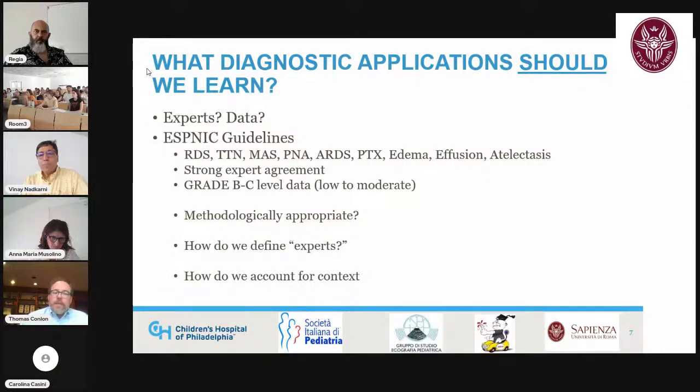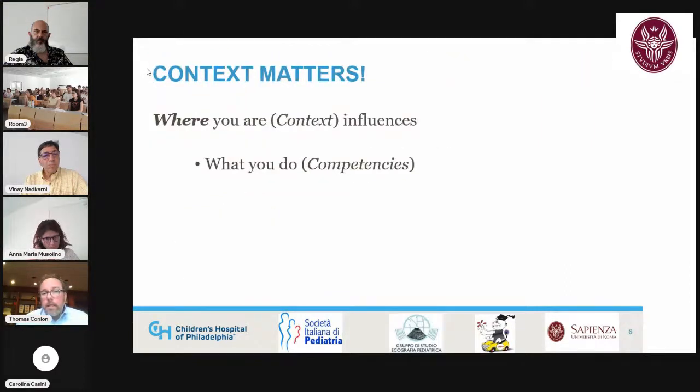And the next question is really, how do we account for our individual context of practice? Because we know that context of practice matters, meaning where you are or where you practice medicine influences what you do or the competencies that you are supposed to perform.